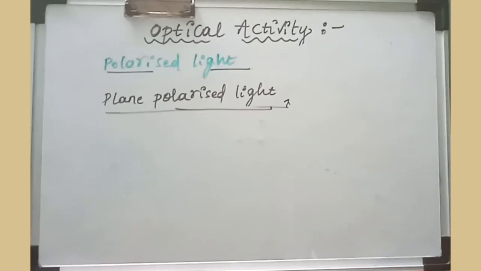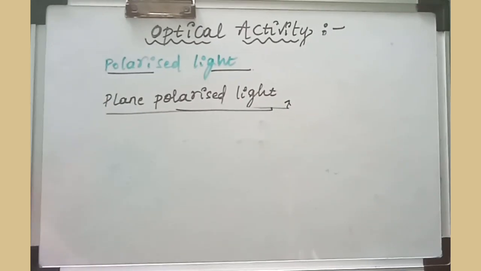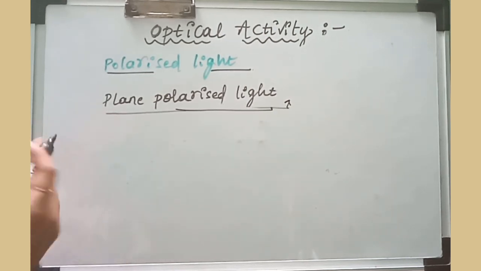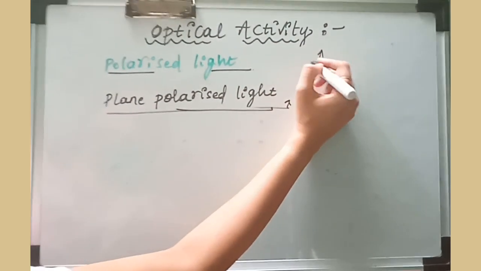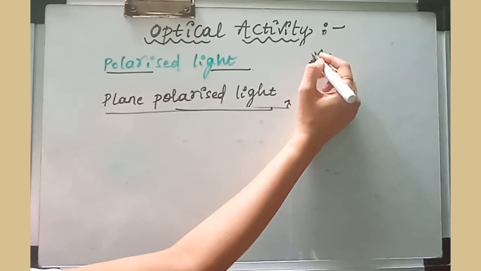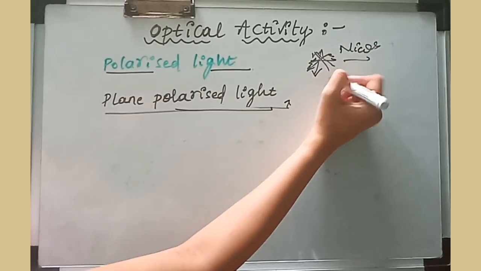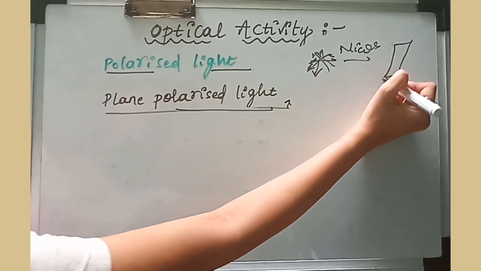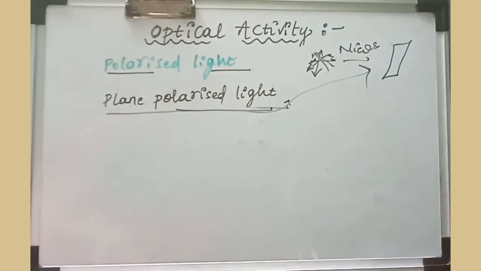The next concept that you're going to learn is optical activity. Some of the organic molecules show some activity in the presence of light. So for that you have to know some terms. Polarized light. What is polarized light? It is light which is scattered in all directions. When I pass it through the nicol prism, the light will be restricted to only one plane. That is called plane polarized light.